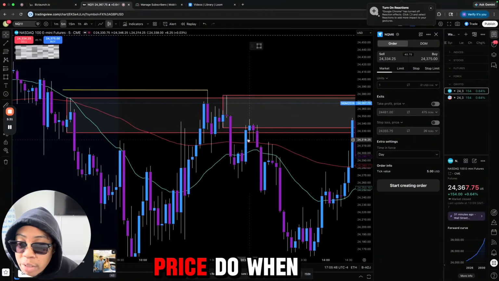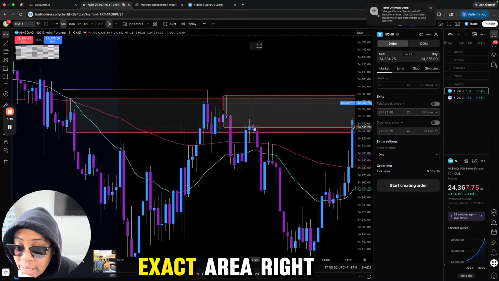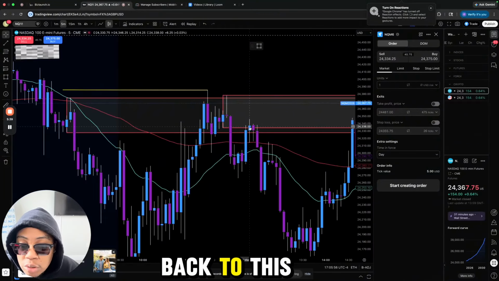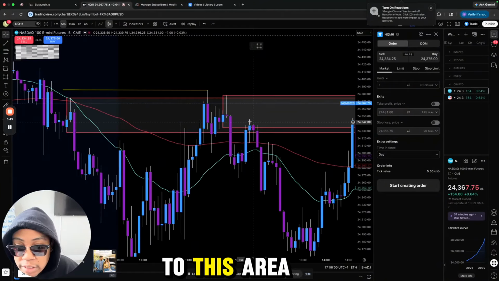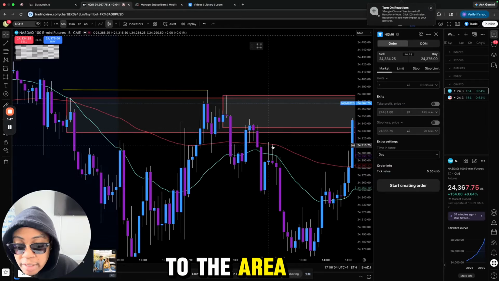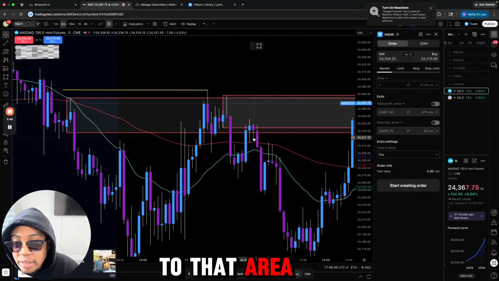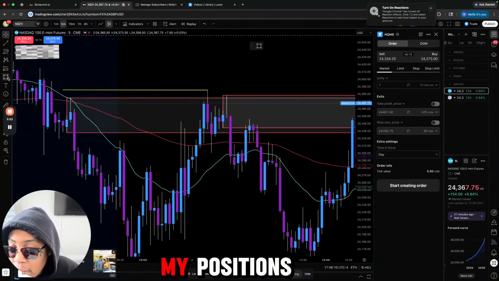I want to see what price does when it comes and pulls back to this same exact area, right? So it pulled back to this area, which was right here. This was the demand, the supply zone. It pulled back to the area. Now it pulled back to the area, I am now looking to take my positions.